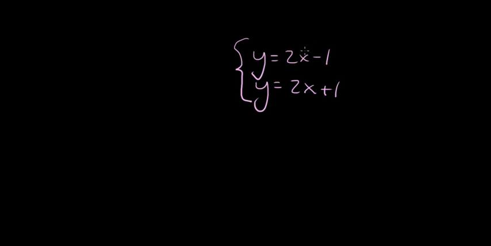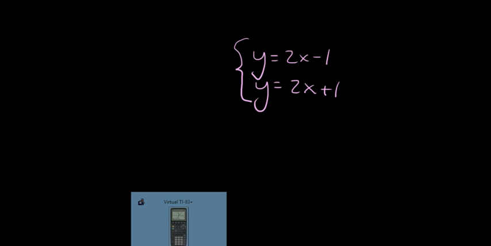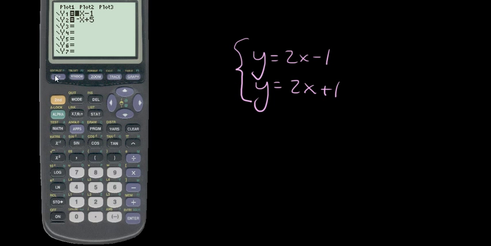Now, a couple of you have already figured out, look at these slopes. The slopes are exactly the same. And if you paid attention in geometry class, you know that that means that the two lines are parallel. Or if you paid attention in Algebra 2 class at the beginning of the year. But nevertheless, let's take a look at the calculator and see what we get.